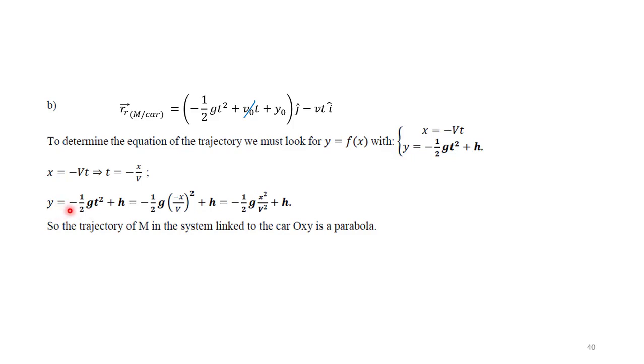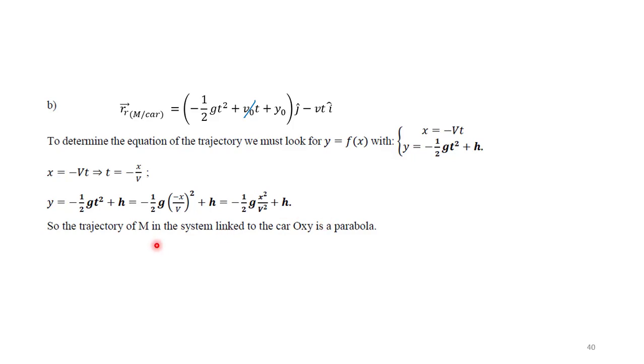Let's replace t in the expression of y, and we will obtain y equal to minus half g times (minus x over v) squared plus h, and thus we obtain simply the expression of y as a function of x independently of time. We can notice that this is the equation of a parabola. So the trajectory of M in the system linked to the car OXY is a parabola.